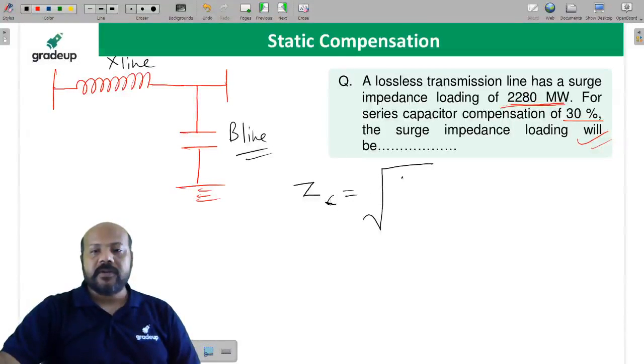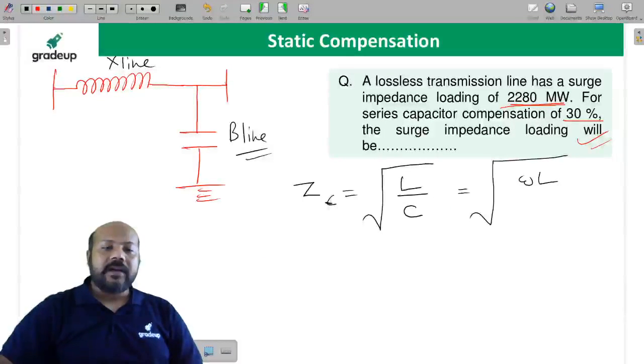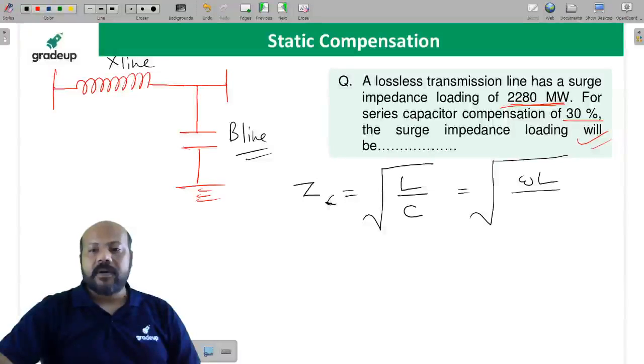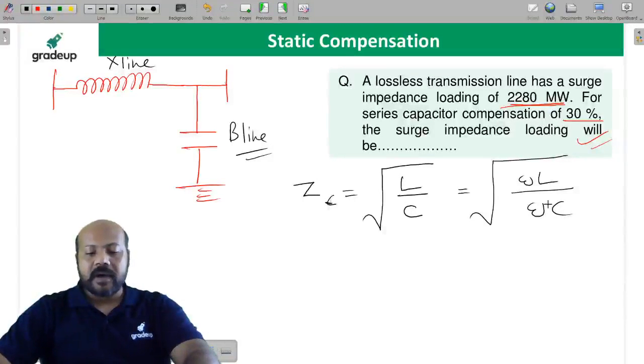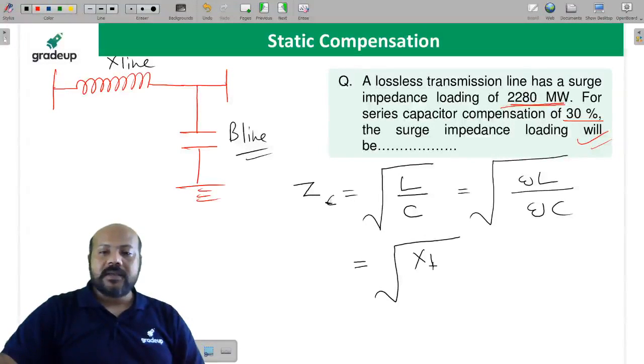Surge impedance you define as under root L by C. This you can write as J omega L upon J omega C. Forget about J. You can simply write omega L upon omega C. So you can write it as X line upon B line.